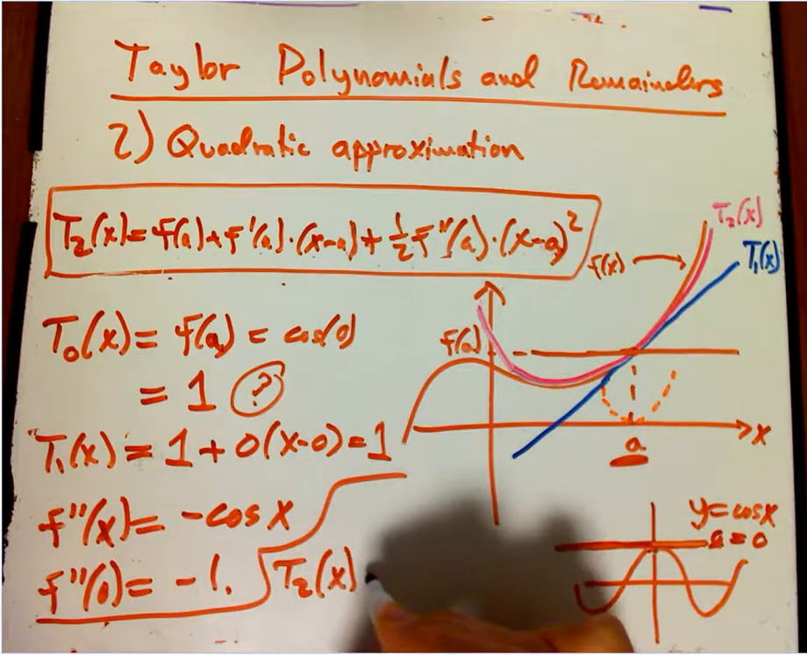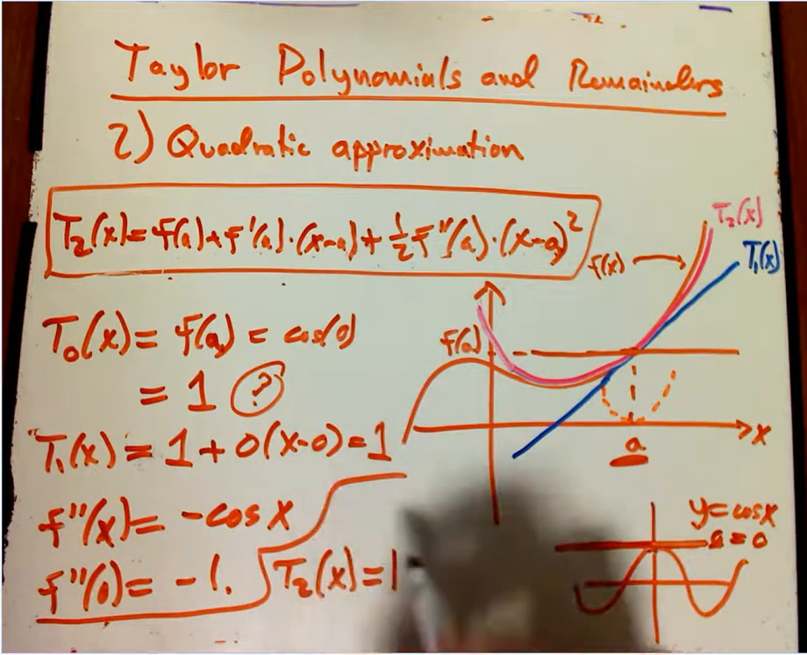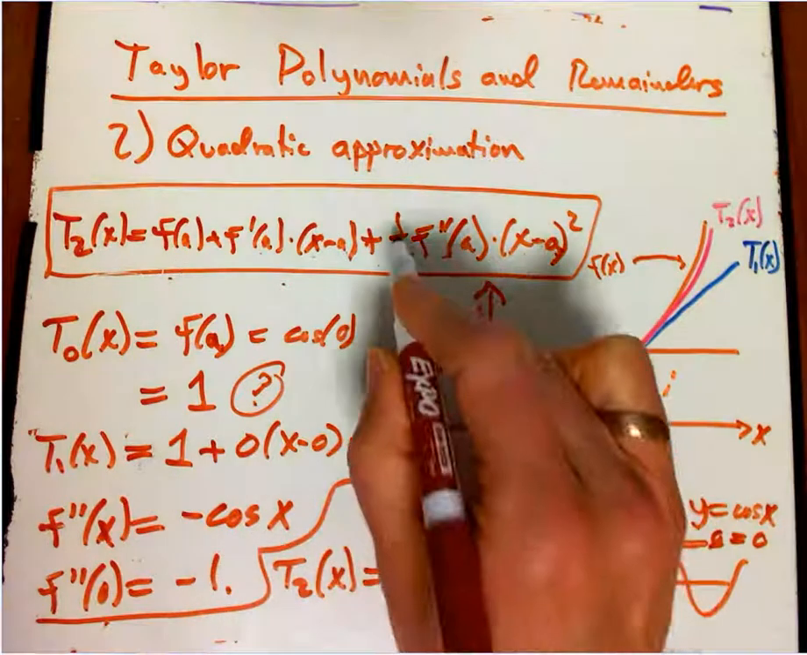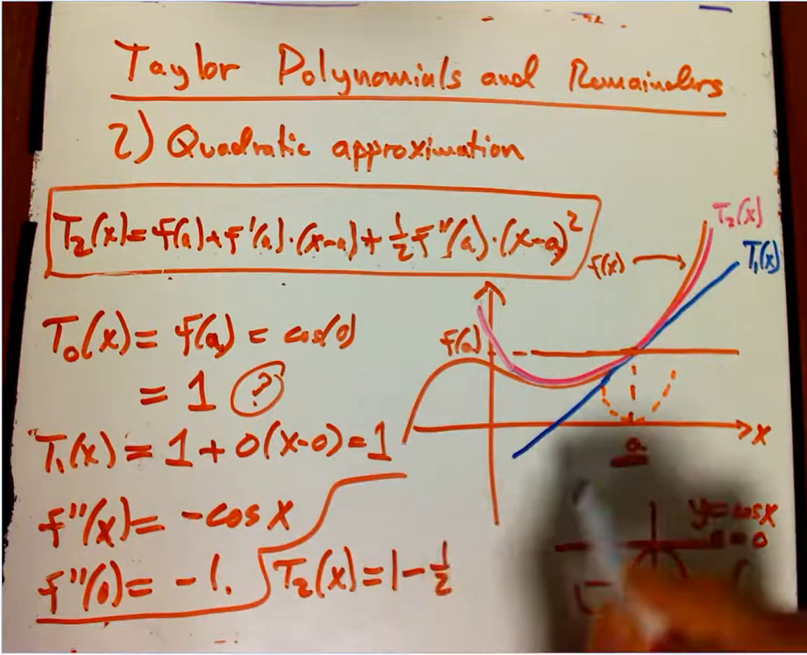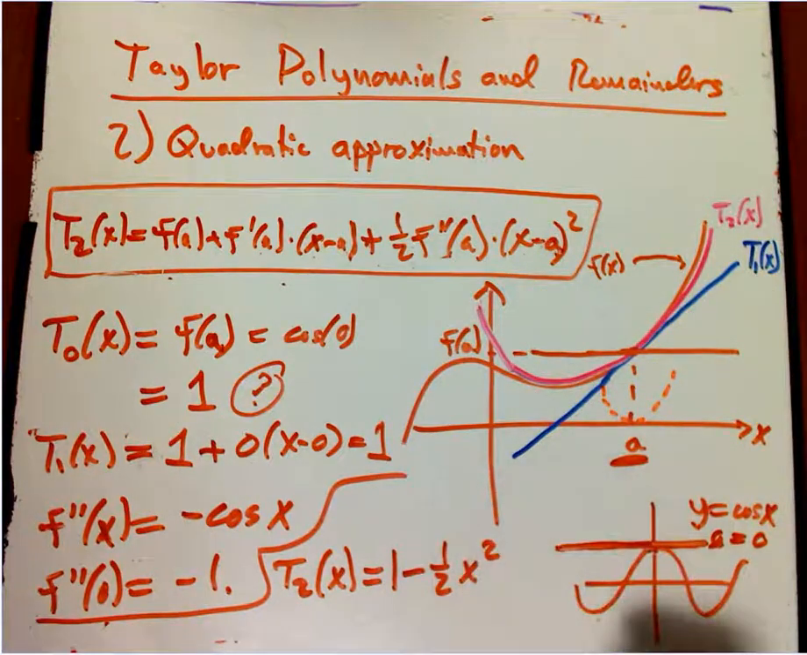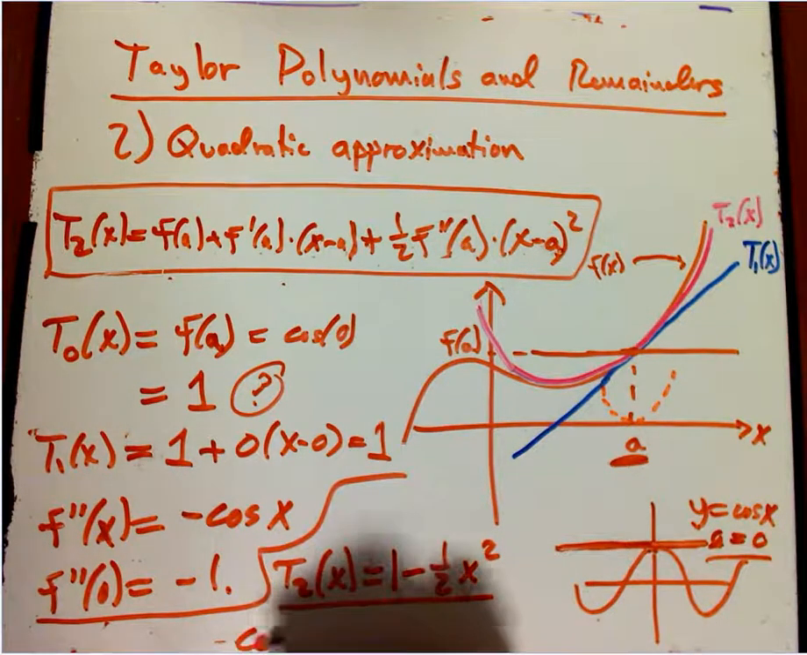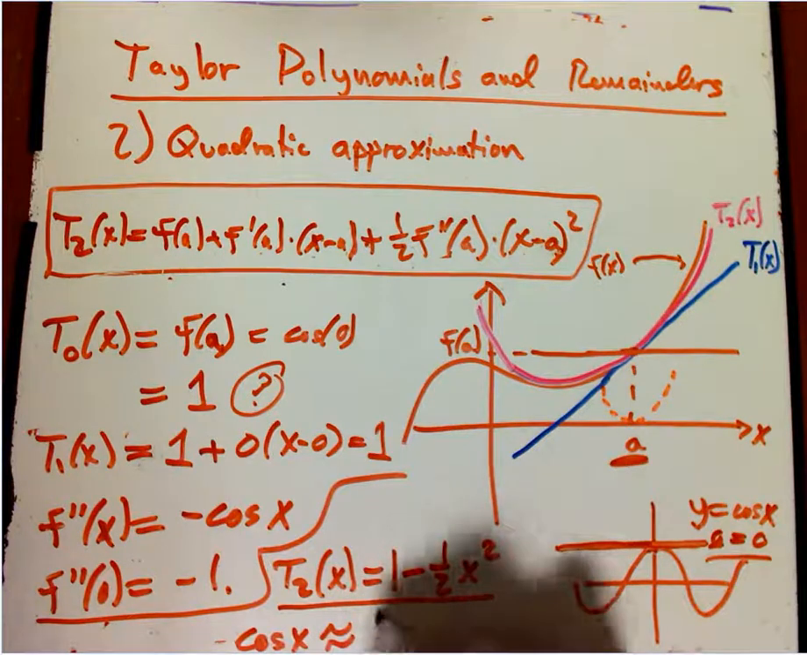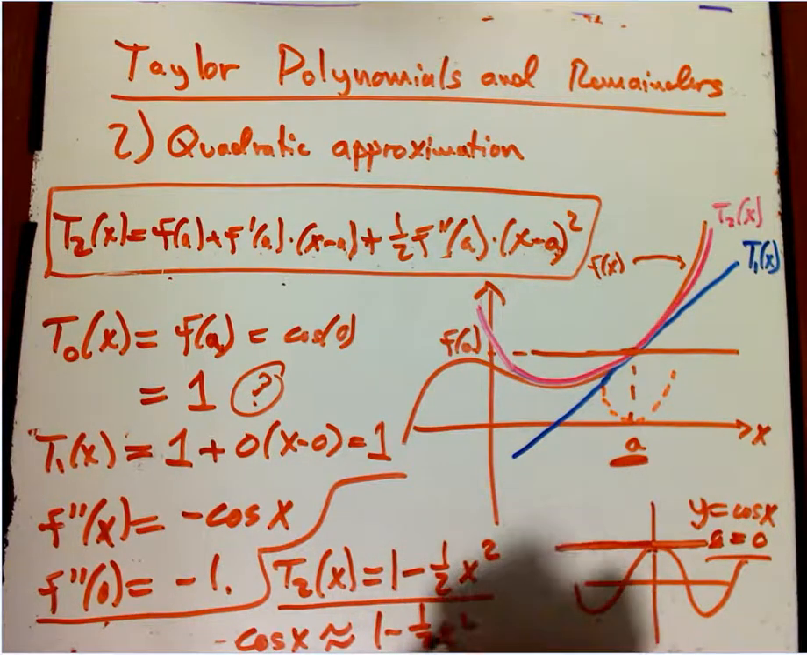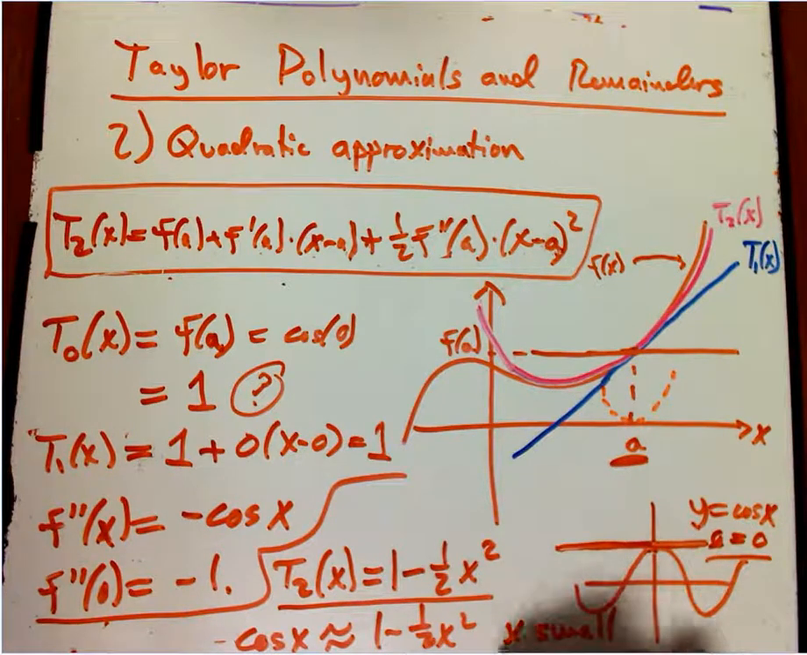The second degree Taylor polynomial approximation is this: 1 plus the 0 part that we got from the first derivative, plus minus 1 over 2, minus 1/2, and then here x minus a squared is just going to be x squared. Starting with an example with a equals 0 just for simplicity. This is actually super useful. It says that cosine of x is approximately equal to 1 minus 1/2 x squared, when x is small.